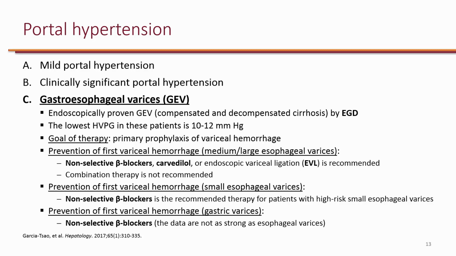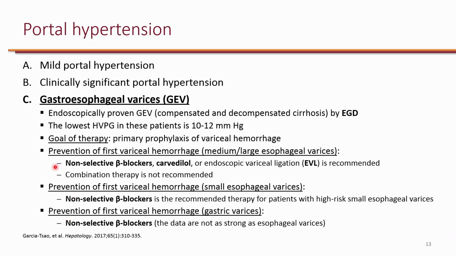The goal of therapy is primary prophylaxis of variceal hemorrhage. So at this point, patients do have varices, and what we want to do is prevent these varices from bleeding. In studies, it's been shown that if we reduce the HVPG to less than or equal to 12 millimeters of mercury, or if you reduce the HVPG by at least 20% from baseline, it's protective for development of variceal bleeding. So let's see how we can actually reduce that HVPG by medical or pharmacologic therapy.